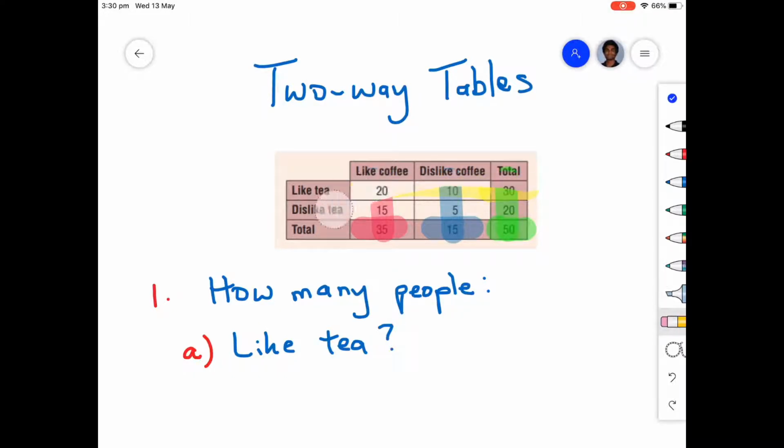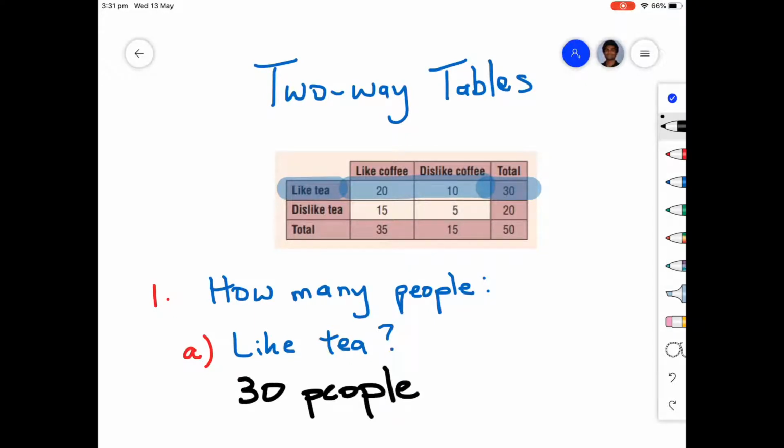Okay, let's have a look at our first question here. How many people like tea? Well, let's have a look at our table. Here is our like tea row, and how many people are in this like tea row in total? We have 20 people, we have 10 people, so in total, we have 30 people who like tea. And so our answer is 30 people, because there are 30 people in total in the like tea row.